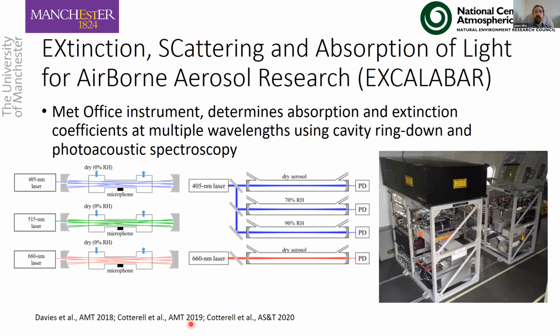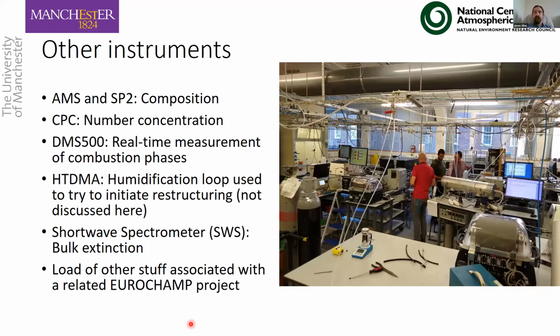We also had a load of other instruments at our disposal. So we had the AMS and the SP2 for composition, measuring organics and black carbon, and a CPC for number concentrations. We had a DMS500 for the high time resolution measurements. We had a humidification loop from a HDMA to try and force the soot to restructure. There's the shortwave spectrometer from the Met Office. That was on the burning experiments. And there's also a load of other stuff that was brought over for a separate Eurochamp experiment, which I'm not going to go into great detail on. This took place immediately prior to the SOAP experiments at Manchester.